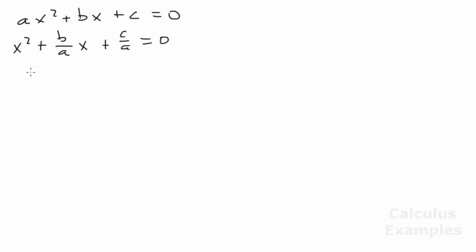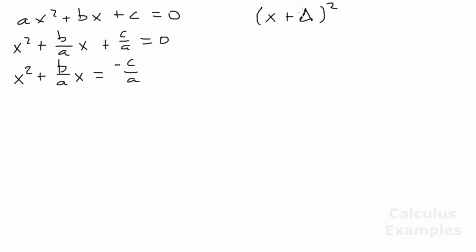Next, we subtract the last term from both sides, which gives us x squared plus b divided by a x equals negative c divided by a. And it's at this point we're going to try to complete the square of the left-hand side. That is to say, we're going to try to get the left-hand side into the form x plus something, which I'm going to denote by a triangle, squared.